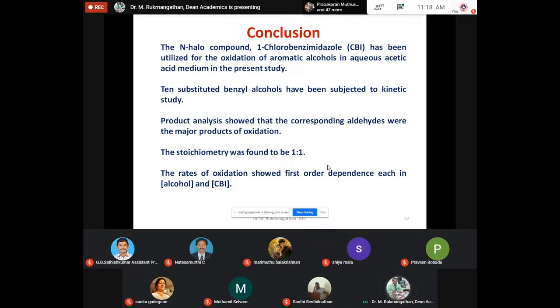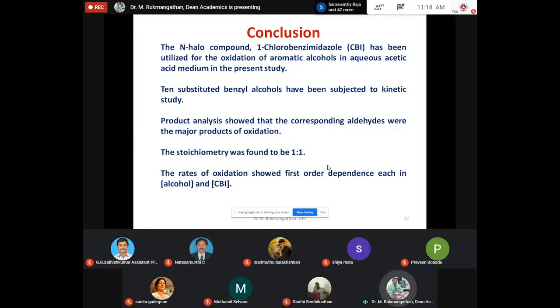So while you are writing the thesis, or in a project report, we have to give the conclusion part for which observations we have made. The N-halo compound 1-chlorobenzimidazole has been utilized for the oxidation study of aromatic alcohols. 10 substituted benzyl alcohols we have studied in such a way that we can give your conclusion part. The product will be the aldehyde, we have already shown.